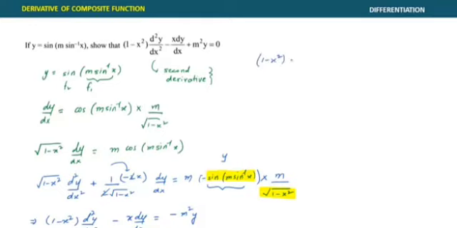Now if I just put them on one side, this is what is actually required in this particular answer. Though composite function is a very easy topic to solve, it does not require very hi-fi concepts, very simple stuff, right? This is your answer which was required. I hope this is clear.